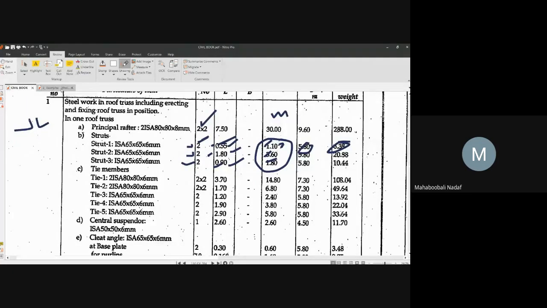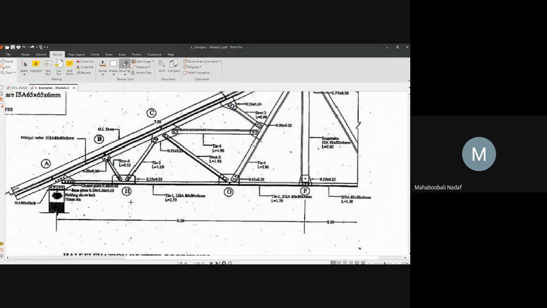Now, coming back to tie members. How many tie members are there? Tie member 1, tie member 2, tie member 3, 4, 5. 5 tie members are there. Tie member 1 and 2 have 2 ISA. Tie 3, 4, 5 have only 1 ISA. And each has a left part and a right part.